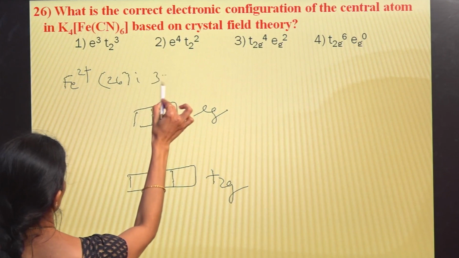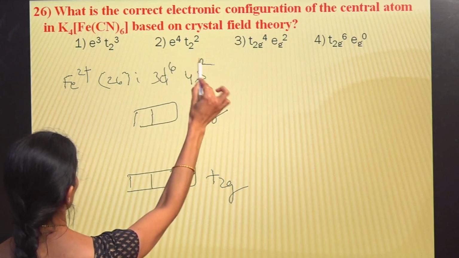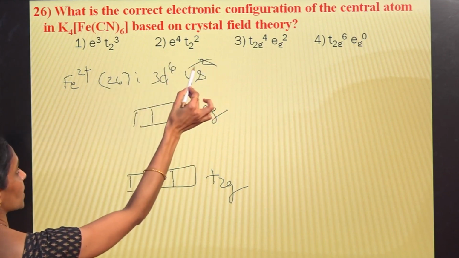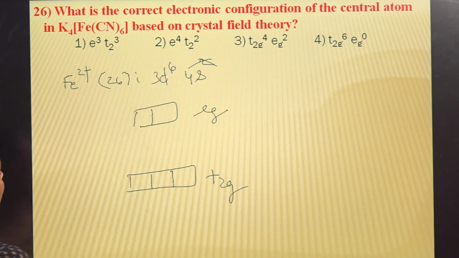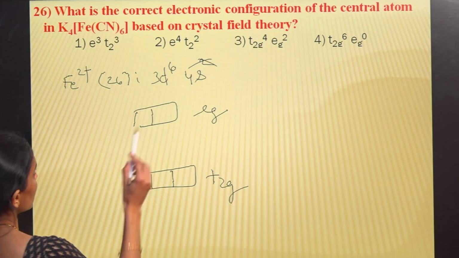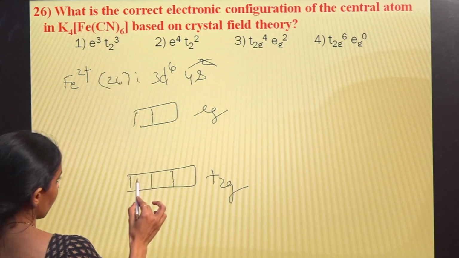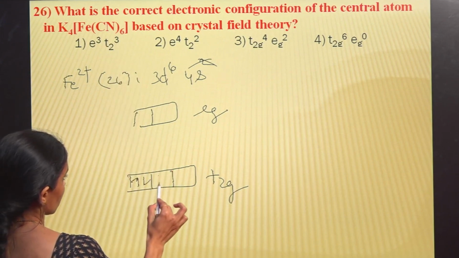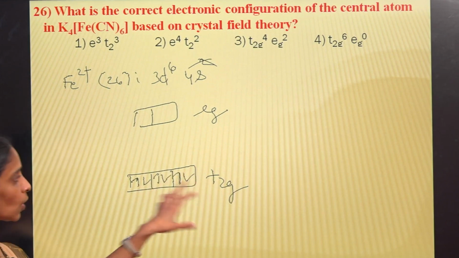Iron is 3d6 4s2, but in the 2 plus form, these two electrons are lost, so 3d6. Cyanide is a strong field ligand, so electron pairing is preferred. This is the configuration that you will have.